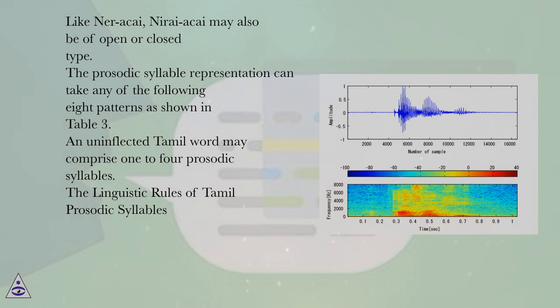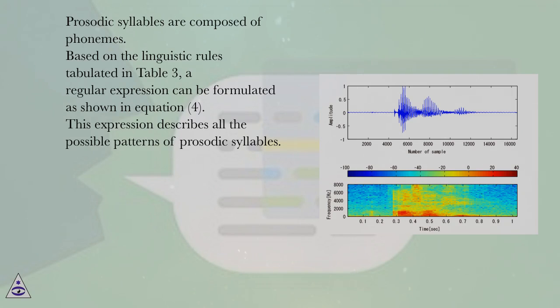The prosodic syllable representation can take any of the following 8 patterns as shown in Table 3. An uninflected Tamil word may comprise 1 to 4 prosodic syllables. The linguistic rules of Tamil prosodic syllables. Prosodic syllables are composed of phonemes. Based on the linguistic rules tabulated in Table 3, a regular expression can be formulated as shown in Equation 4. This expression describes all the possible patterns of prosodic syllables.